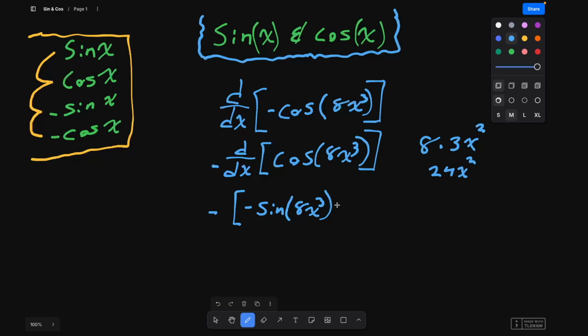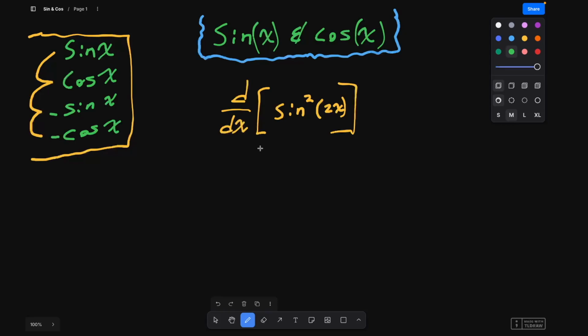So back over here, we tack on 24x squared. Now if we distribute this negative sign and move this 24x squared out to the front, we have 24x squared sine 8x cubed. Now in the beginning, we knew that negative cosine x is equal to sine, and we can see that that holds up. What if we have a function like sine squared 2x?